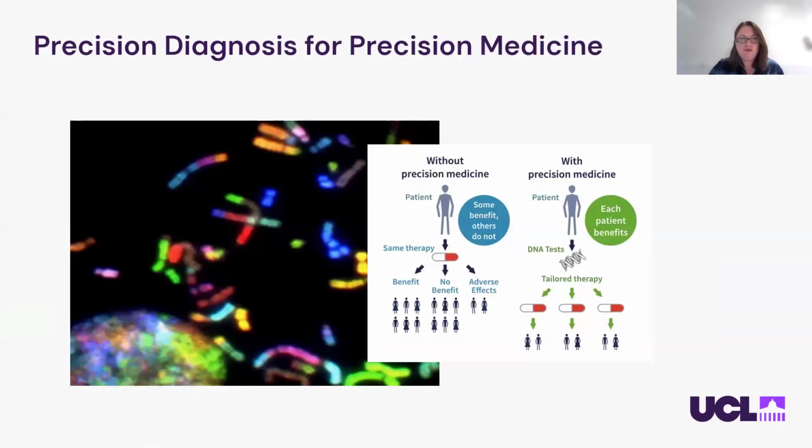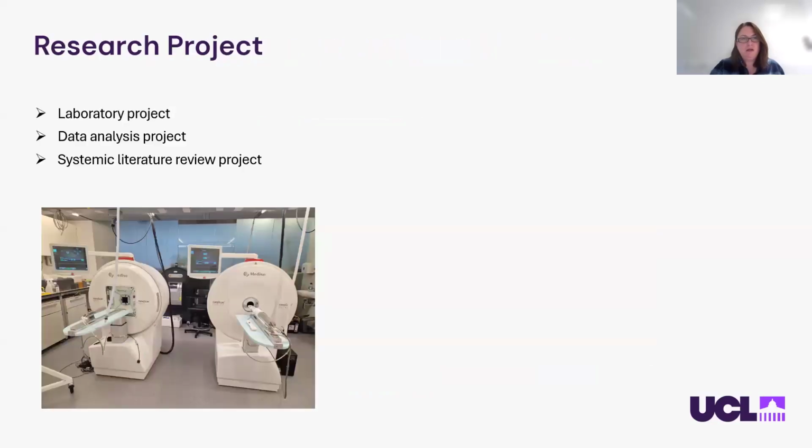The last taught module is precision diagnosis for precision medicine, and obviously imaging plays a large part in trying to understand how specific pathology can be treated by tailored therapy. And this, therefore, is more of a biological diagnostic module that links into this more imaging-based MSc. So finally, in the third term, you have your research project.